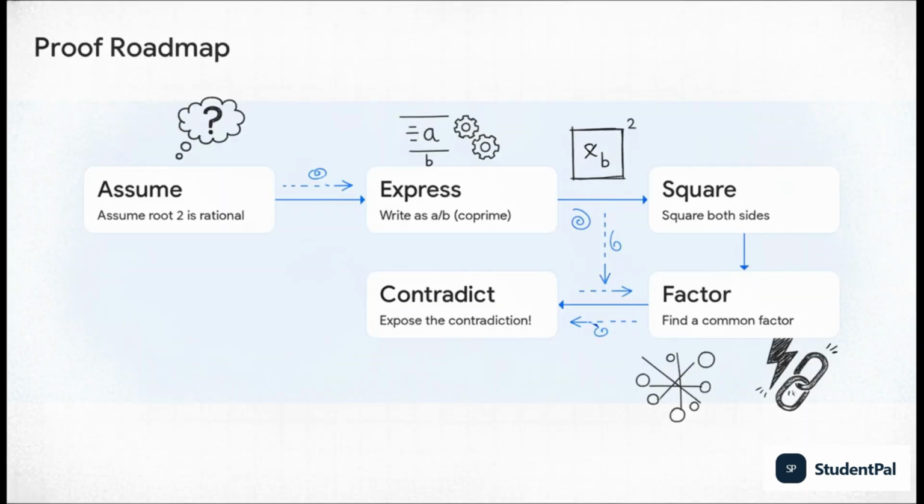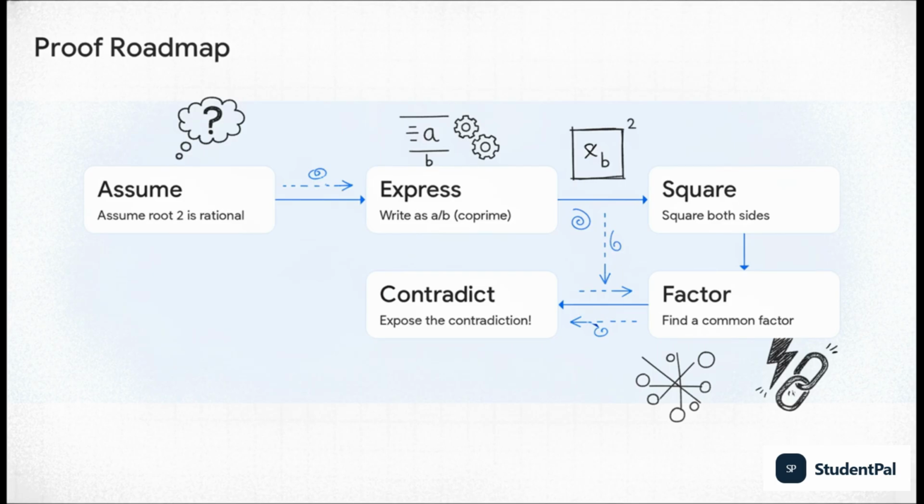All right, here is our game plan for the proof. Step 1. Assume root 2 is rational. Step 2. Express it as a fraction, a over b, where they are co-prime. Step 3. Square both sides. Step 4. Find a common factor. And step 5. Expose the contradiction.